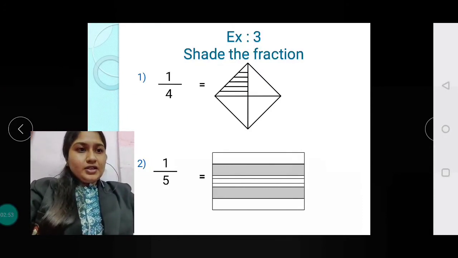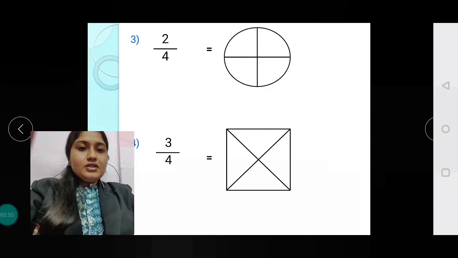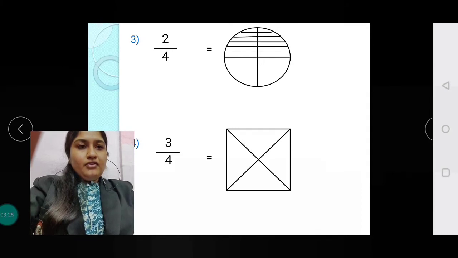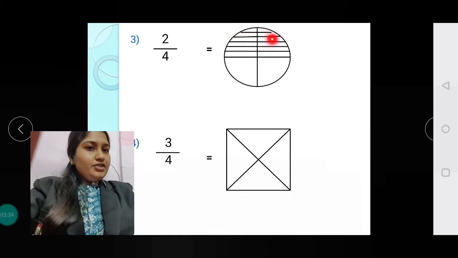Okay, so now let us continue with the third. See, 2 upon 4, right? Or else you can say 2 by 4. See, this circle is divided into 4 parts. See, part 1, 2, 3, 4. Okay, so now students, among these 4 parts, you can shade any 2 parts, right? So let us shade that. Okay, so this I have shaded.